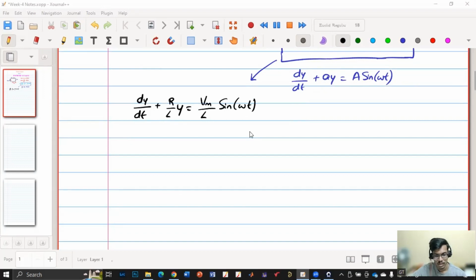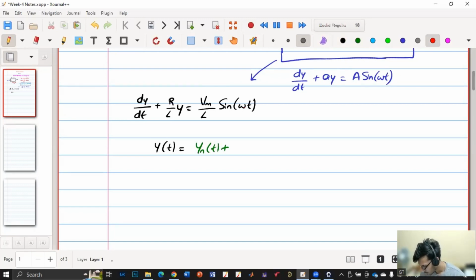Yes. So y will have two terms, and we will solve for them individually. So y of t will have the natural response, say y n of t, and the forced response, say y f of t. We will solve for them individually. And what will be y n of t for this equation?